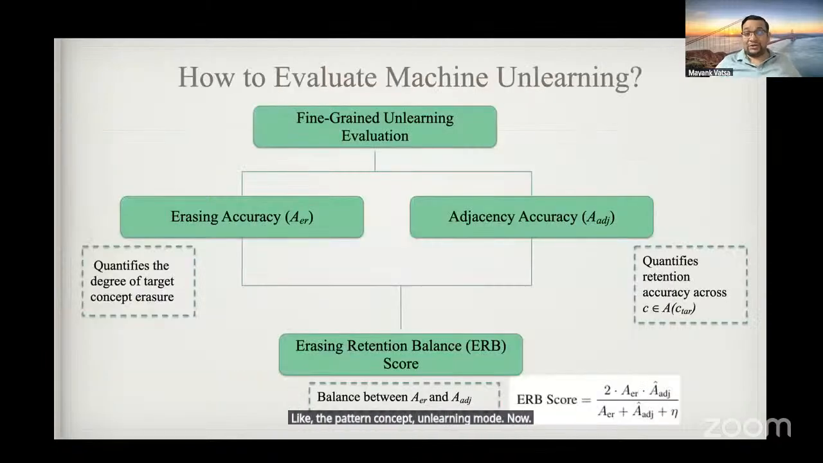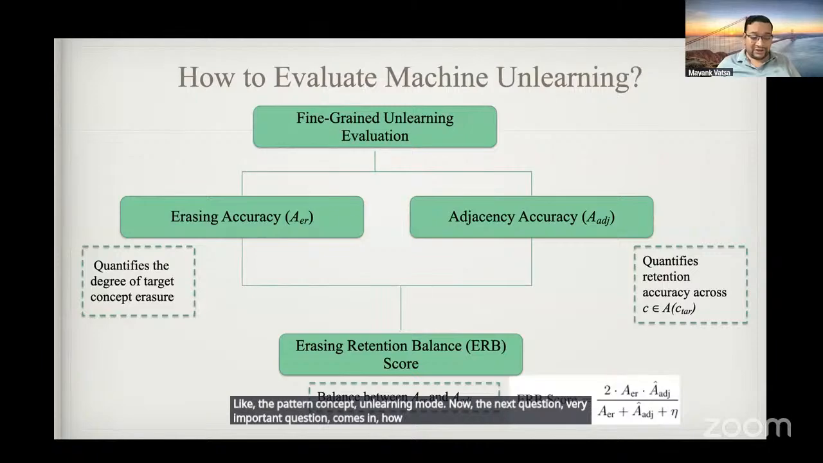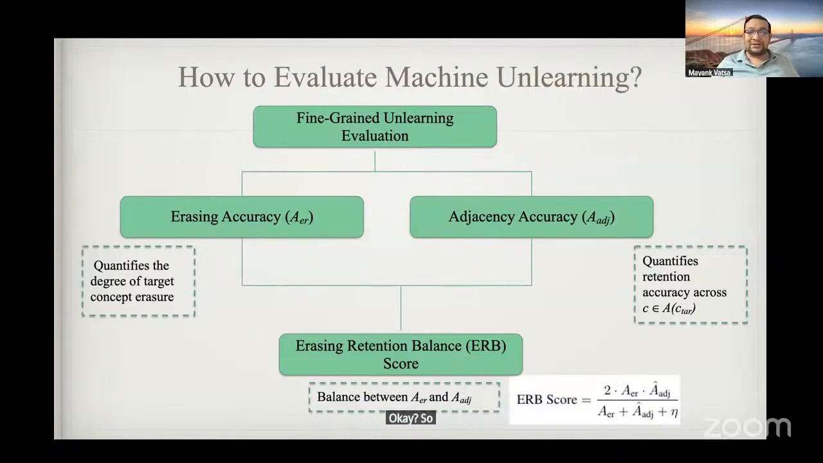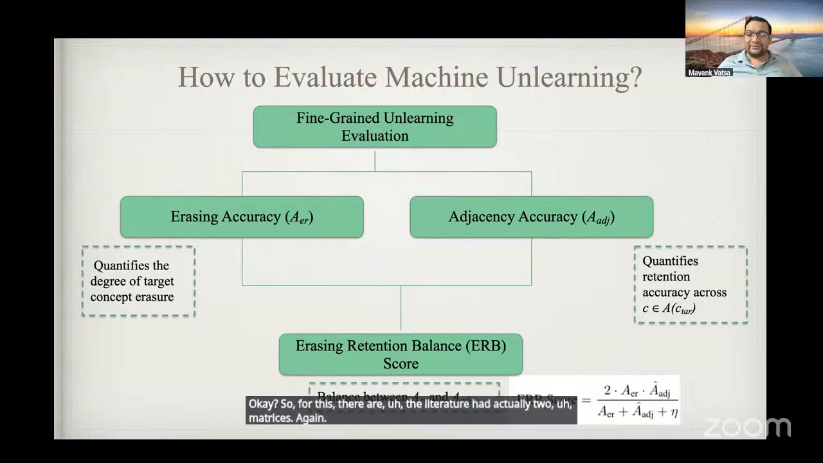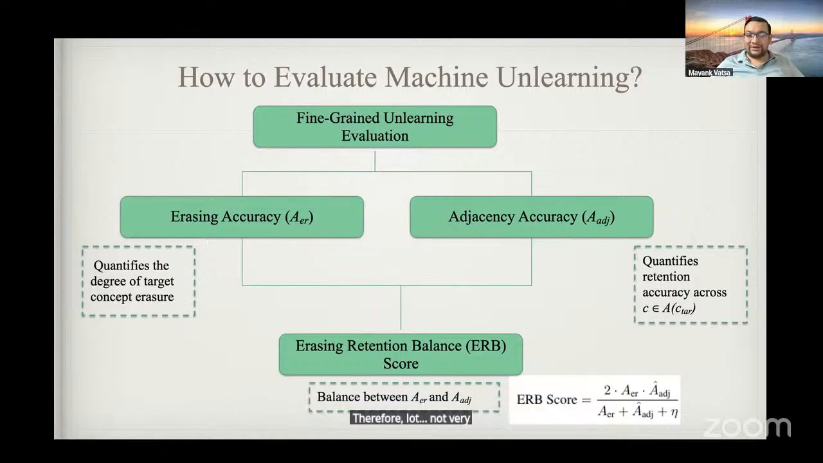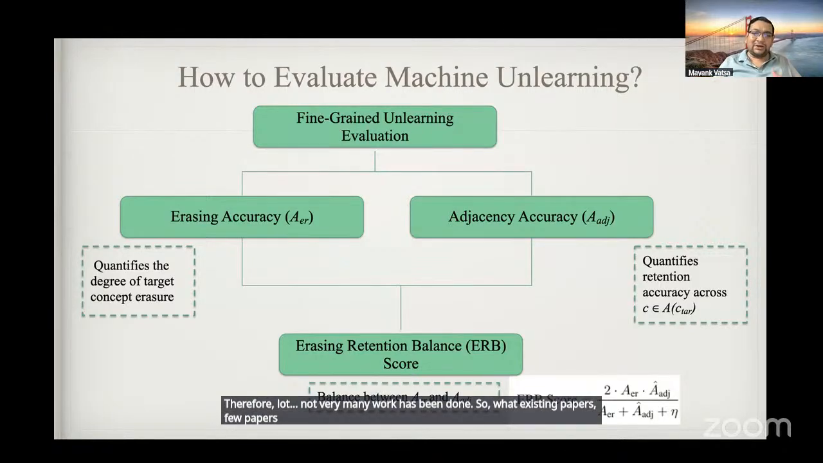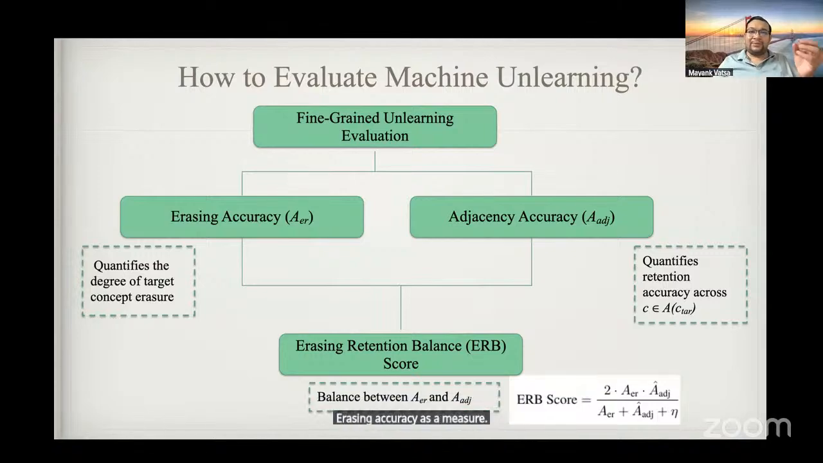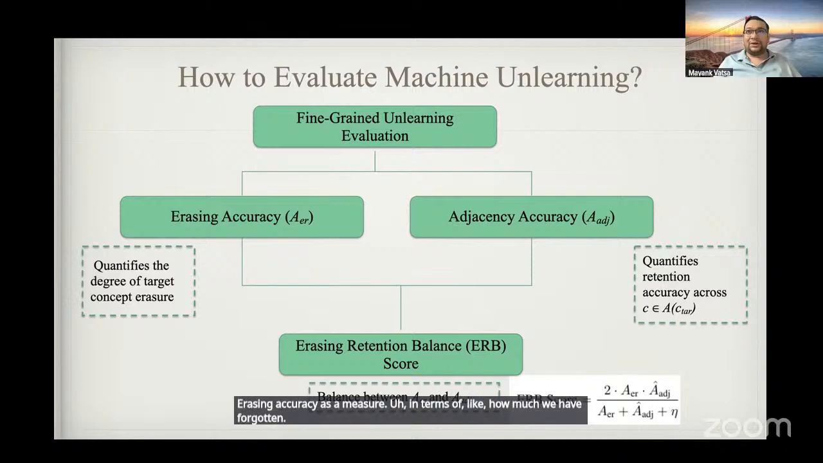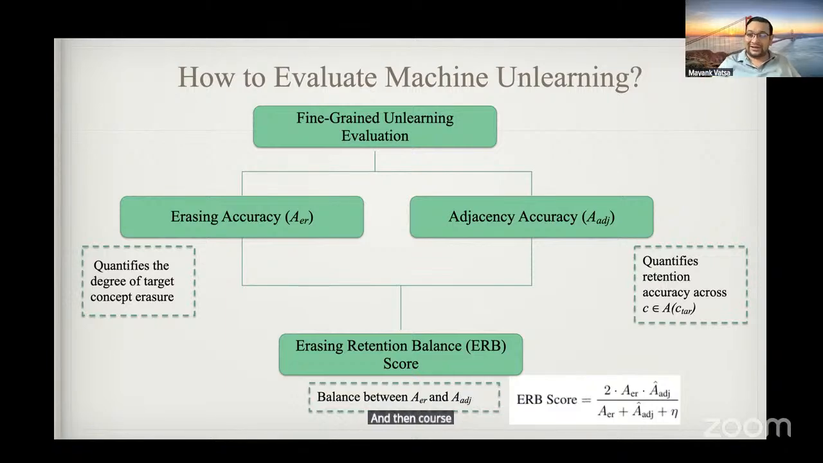Now the next question, a very important question, comes in: how to evaluate machine unlearning? Okay, so for this, the literature had two metrics. Again, I said it's a very new field, therefore not many works have been done. What existing papers, 5-6 papers, have been doing is using erasing accuracy as a measure of how much we have forgotten, and coarse retention accuracy as the other measure of how much we are able to preserve, separately.